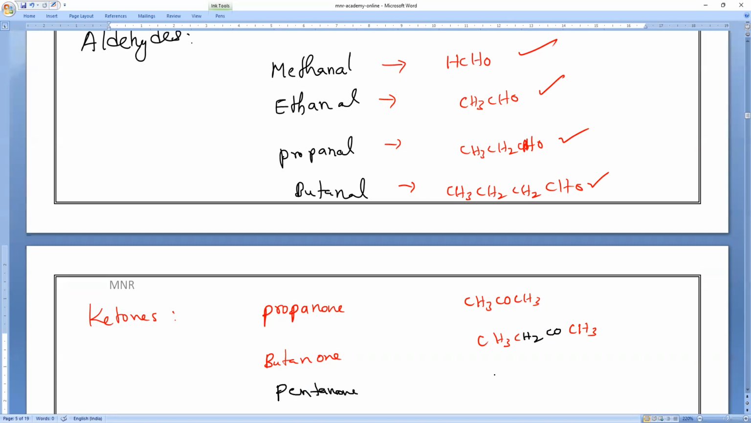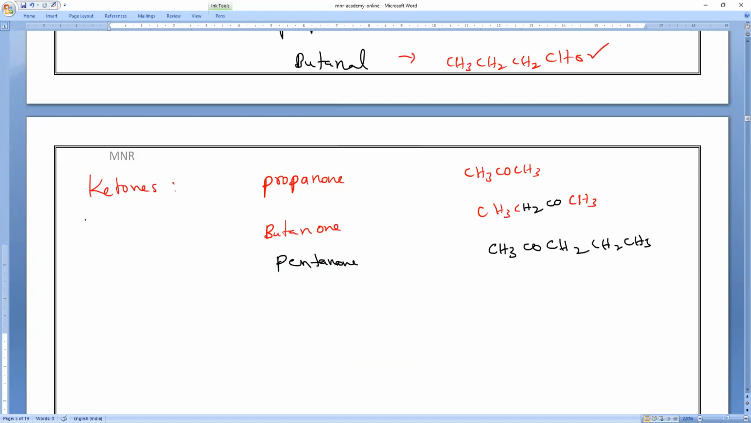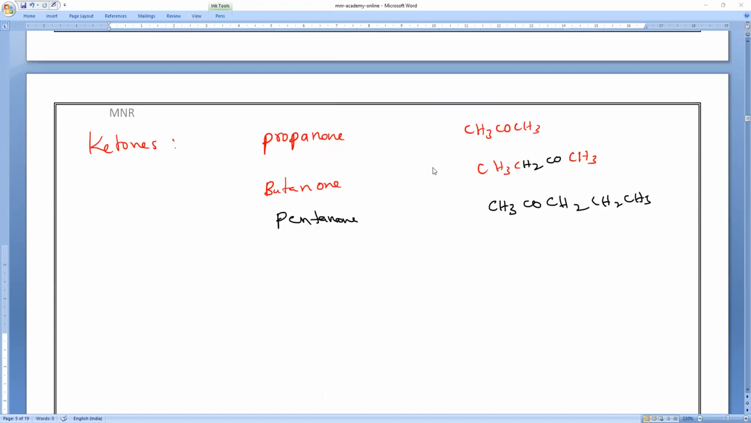Pentanone. Understanding? So pentanone, you write it CH3COCH2CH2CH3. Keep in mind, every time you have to remember one point: carbon has to satisfy how many bonds? Everybody? You have forgotten it? Nobody? 4 bonds. 4 bonds. So hexanone, what will happen?